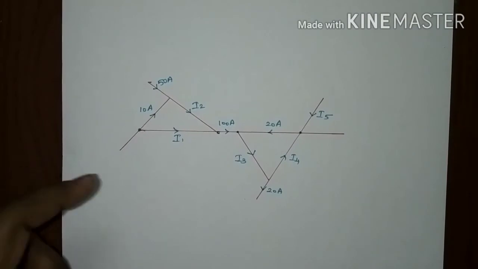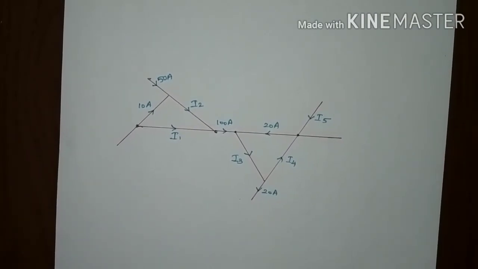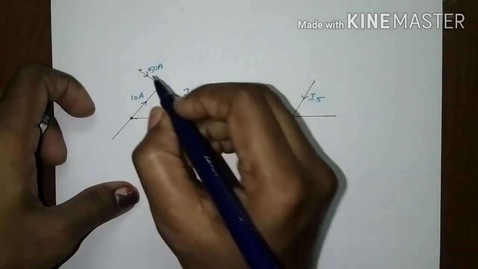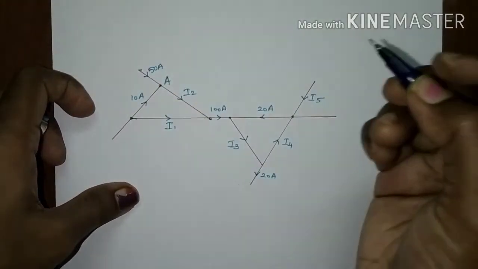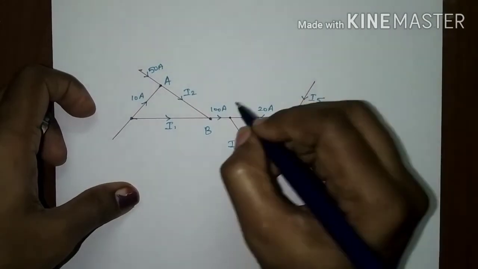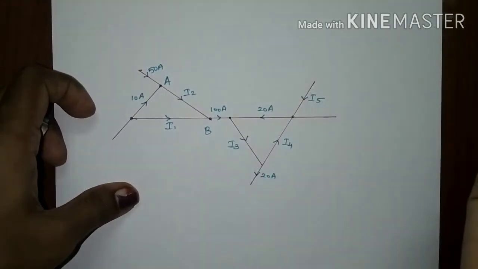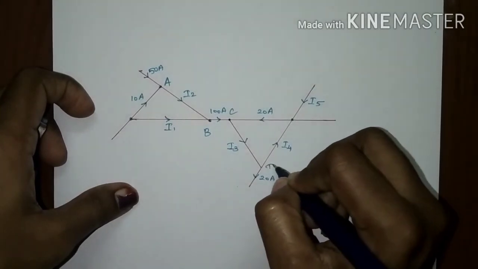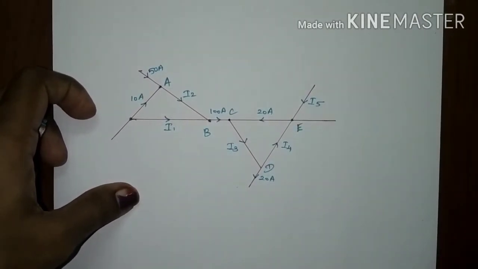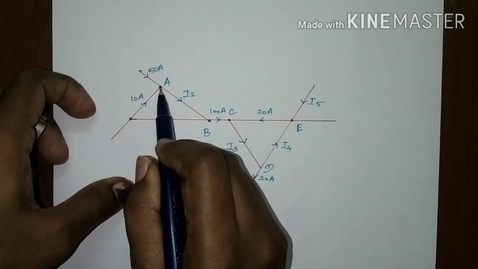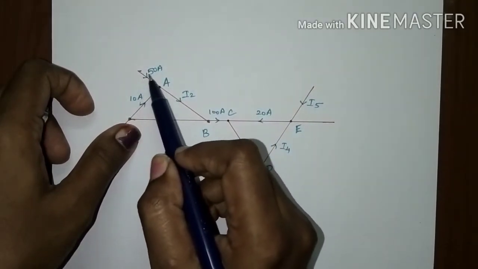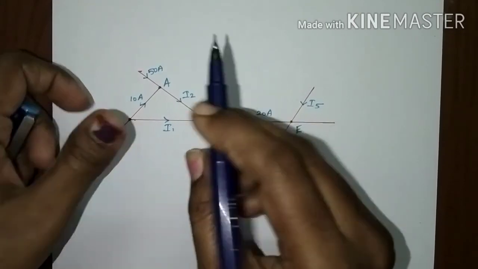So in this problem, find the currents in the network. It is also very easy. First of all, name the nodes A, B, C, D and E. So in node A, apply KCL. Incoming current is 10 and 50. The value of I2 would be 60.